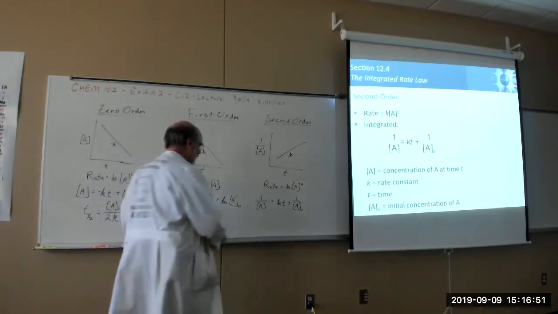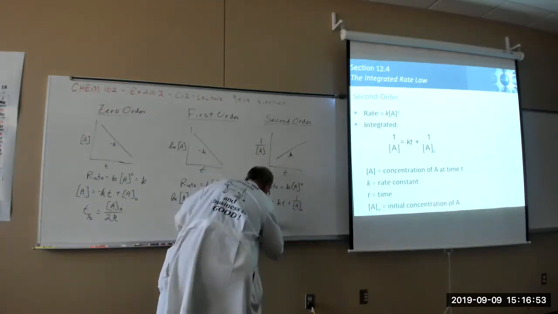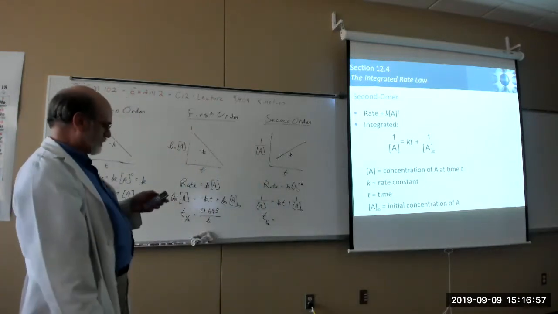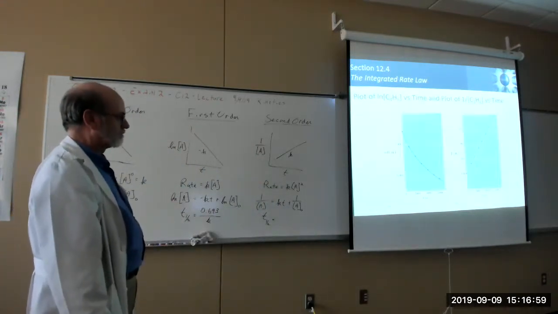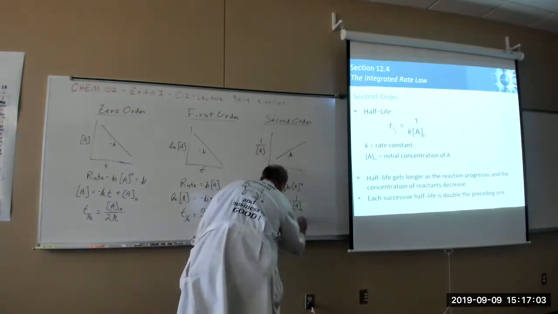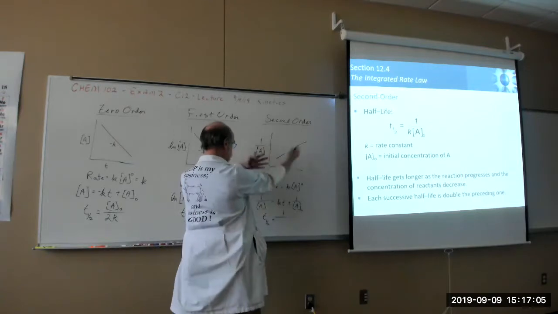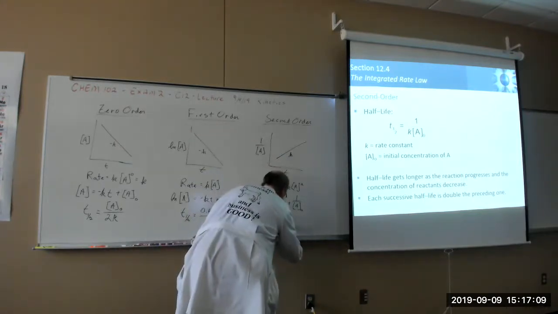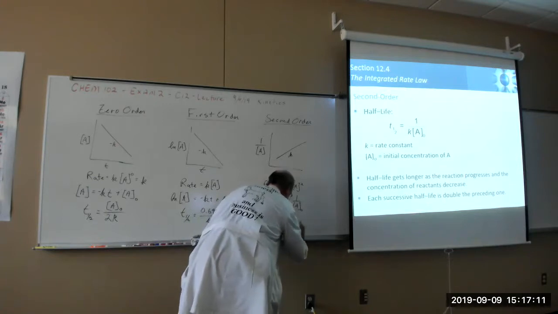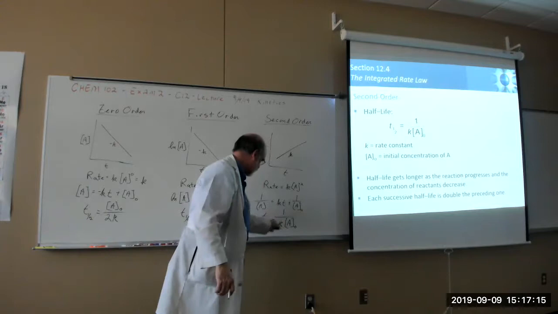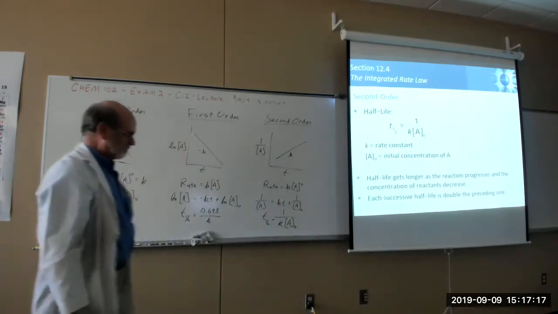One more thing to go, half-life. So what's the half-life of this second order equation? We have reciprocal, it's like reciprocal everywhere, reciprocal here. k times A zero. So whatever you start with, times k, take the reciprocal, that's your half-life.